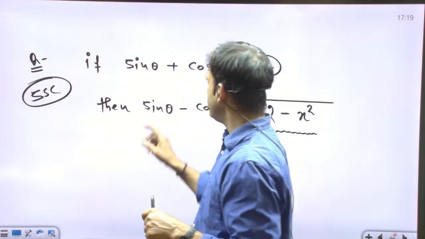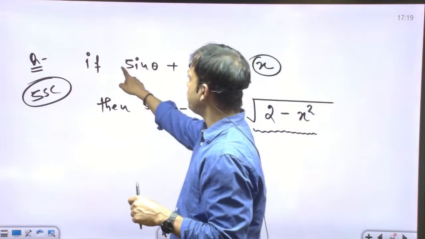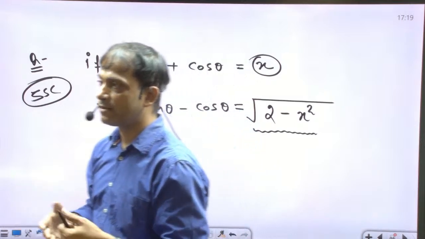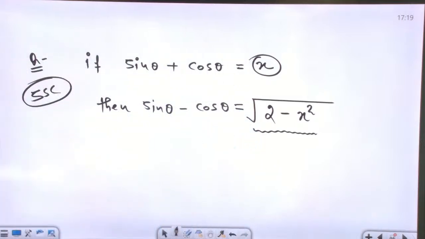Then the doubt is, if in place of sine we are putting 5 sine theta plus 3 cos theta, then what will be the new answer? Now in all 3 questions, the multiplier of sine and cos is always 1 and 1. If the multiplying numbers change, that is 3, 7, 8, 5, 2, then your answer will be under root 2 minus x square, or any change.